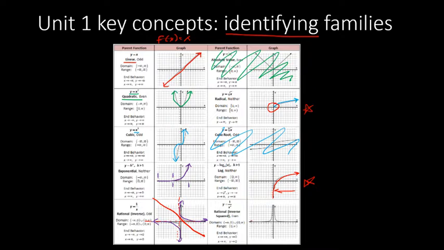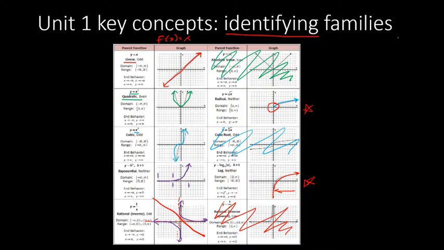This is another type of rational function which I don't think we dealt with so much. I'm going to cross that one out as well. So again, you should be able to look at these function families, the graphs, and know immediately: I see a straight line, it must be linear.